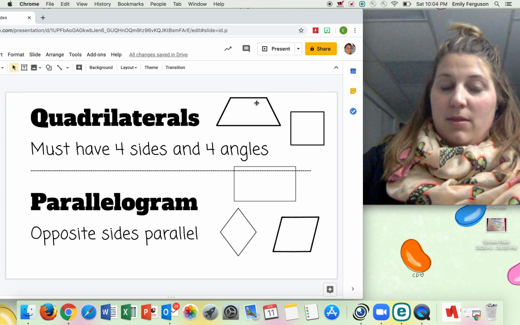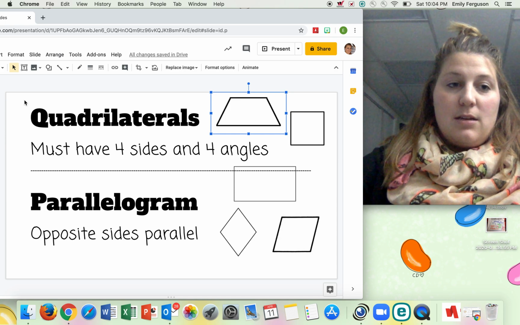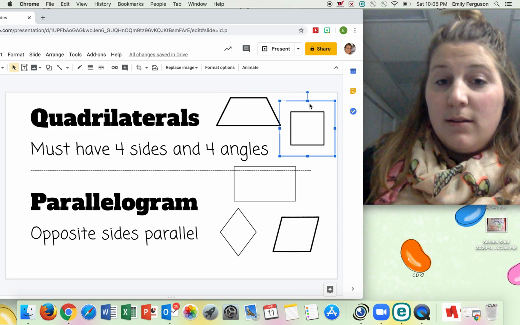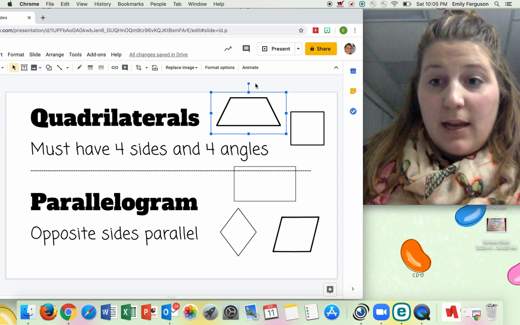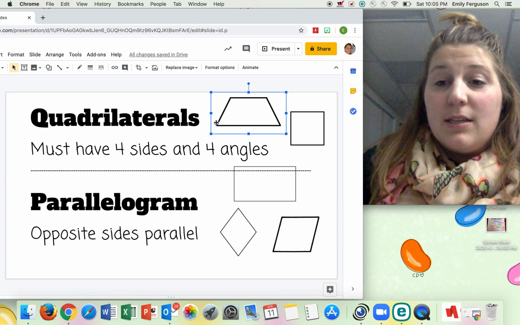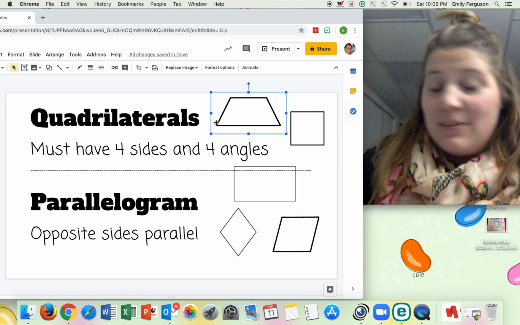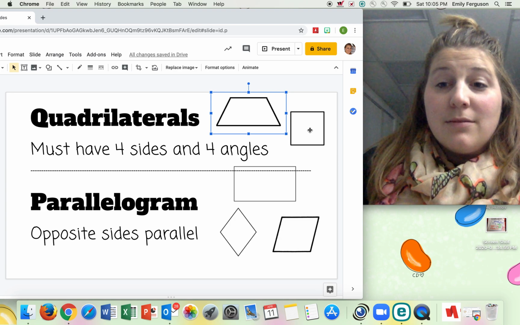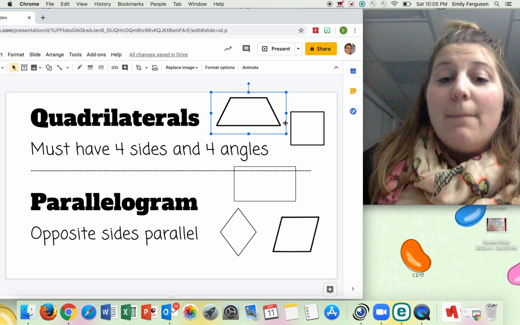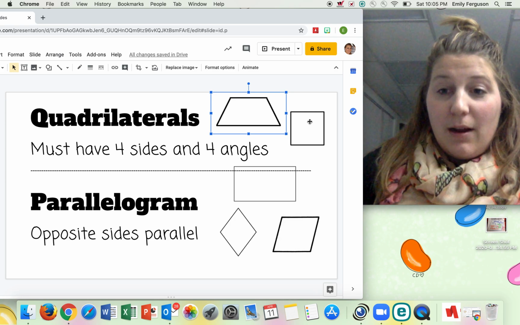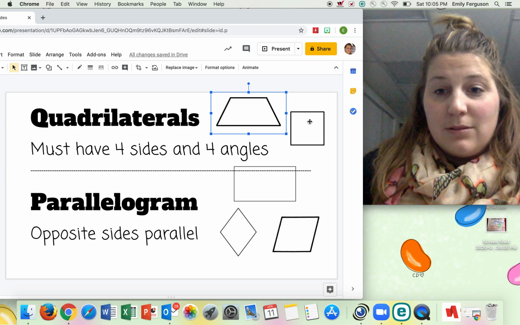We're going to just mess around with these shapes here. This is a trapezoid. A trapezoid has 1 set of parallel sides. These sides are not parallel, so it is just a quadrilateral. It's not a parallelogram. Now a square has 4 sides, 4 angles, and has the 2 pairs of parallel sides. It is a quadrilateral and a parallelogram. It is also a square, as we know.